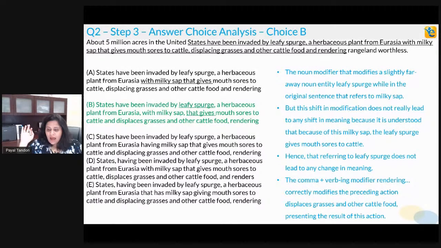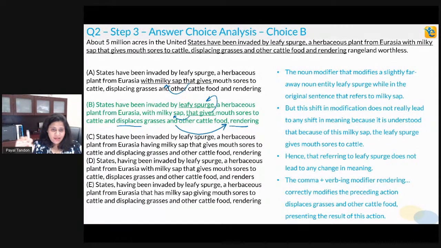So now, what's happening in choice B? Look at this: displaces grasses, rendering. This is what we said, because displaces results in rendering. Now, one thing that I want you to focus on is invaded by leafy spurge, that gives. What does that gives modify? That gives modifies the leafy spurge. You might question that, okay, that gives actually modified milky sap according to the original sentence, right? But now it's modifying leafy spurge, so there is a change in meaning.